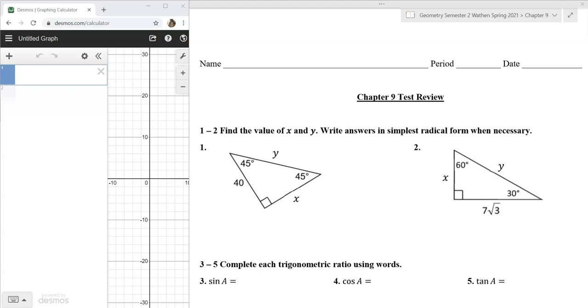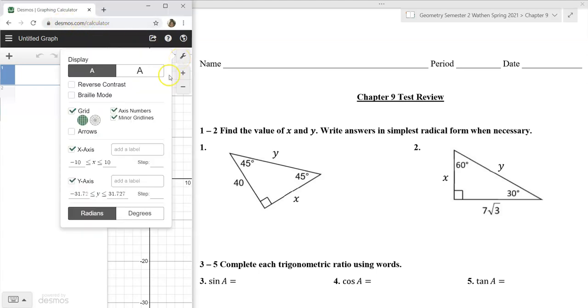So today we're going to be looking at the review for our Chapter 9 test. We're also going to be using Desmos, so I've already pulled up Desmos at desmos.com/calculator. Remember, when you first open Desmos, it is in radians, and we have to put it in degrees. So that's the first thing we're going to do, go ahead and put Desmos in degrees so that we can actually use it.